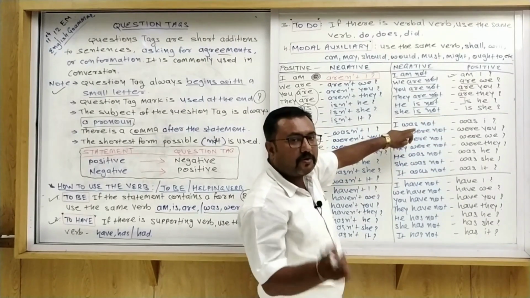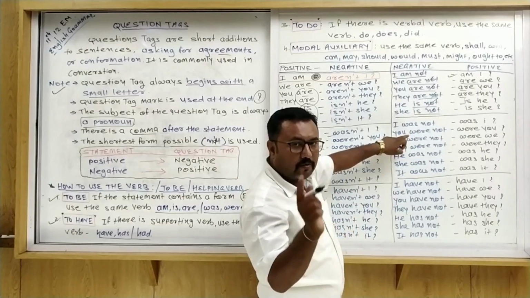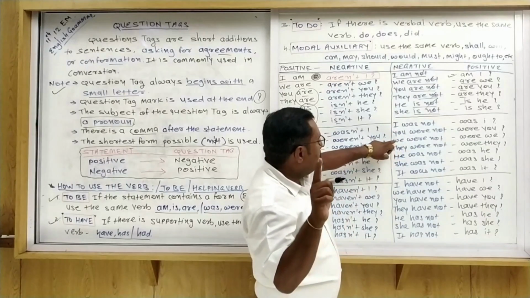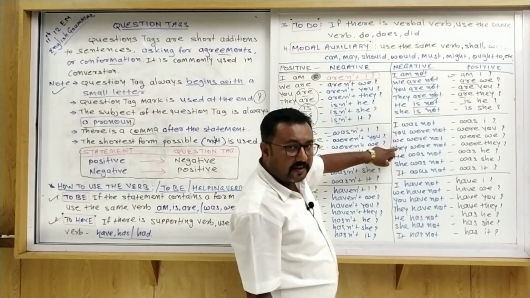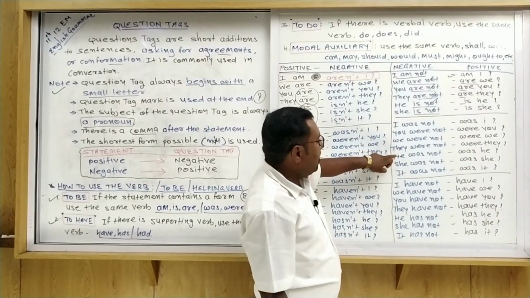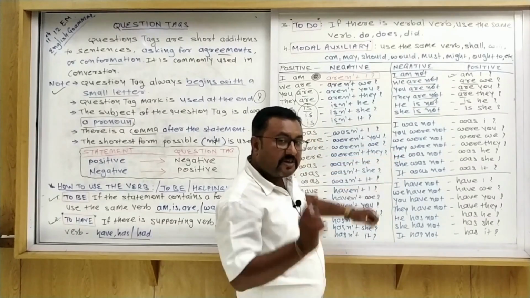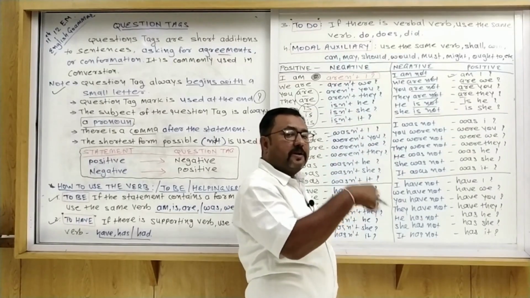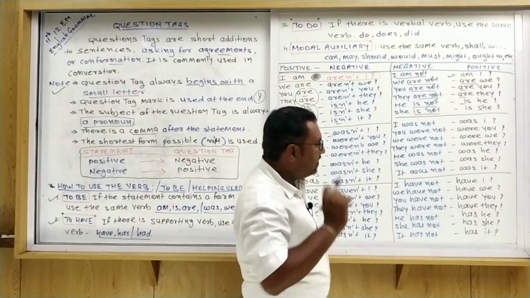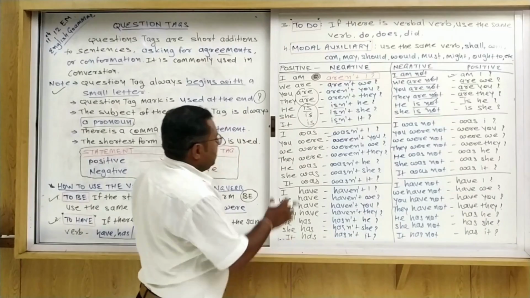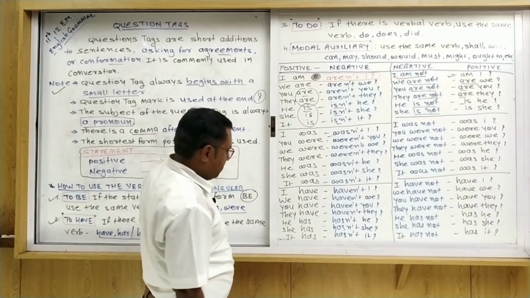I was not, was I? You were not, were you? We were not, were we? They were not, were they? He was not, was he? She was not, was she? It was not, was it? Okay, that is to be form of past tense.